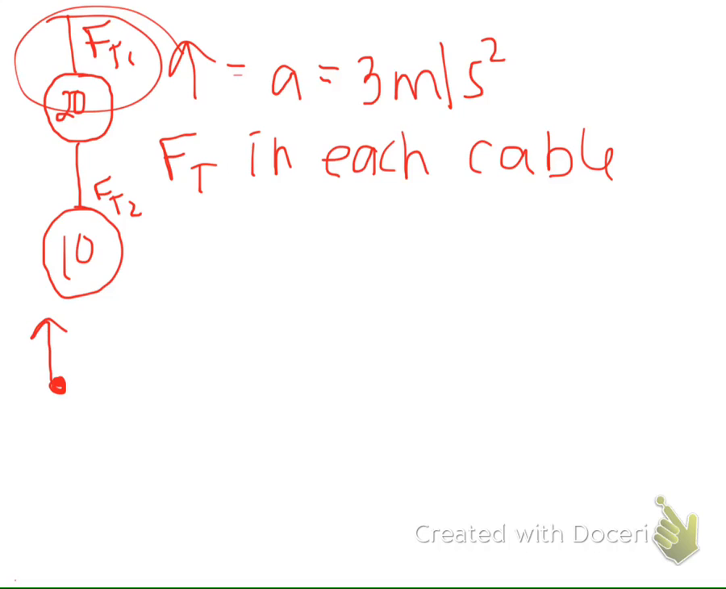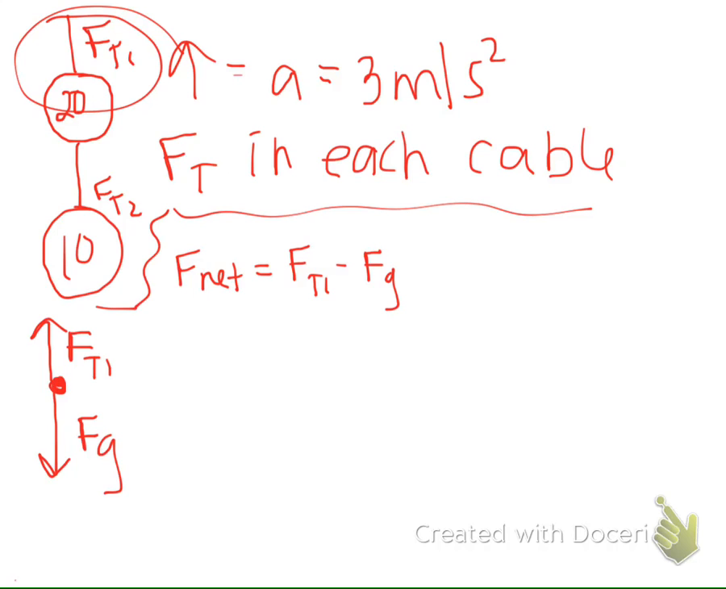We have the force of tension, F sub T1, that's pulling up, and what's pulling down? Yes, F sub G. Okay, so our net for this whole first cable, F net is going to equal up minus down, correct? We see that? Okay, F sub T1 minus F sub G, that's going to be our equation.